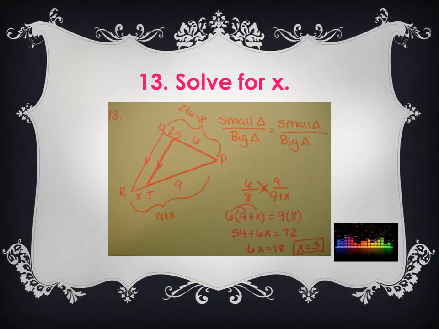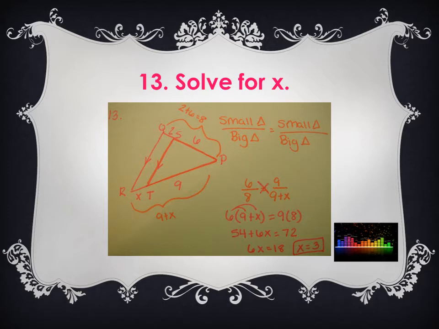We are given a triangle with a line through it. Line ST is parallel to line QR. Because these two lines are parallel, line ST breaks our triangle up into two proportional parts. So therefore, we can set up a proportion. We can do small triangle over big triangle equals small triangle over big triangle, or vice versa. So we get 6 over 8, because 6 and 2 add to get 8, equal to 9 over 9 plus x. We cross multiply and get 6 times 9 plus x equal to 9 times 8.